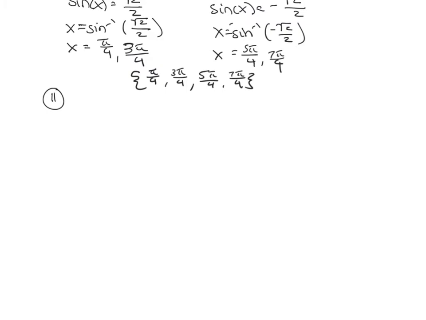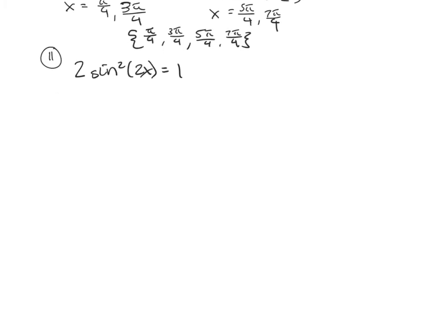So for problem number 11, we have 2 sine squared 2x is equal to 1. Now, I'm going to let you know right now, this problem has 8 answers. Bear with me. You can get through this. First thing I'm going to do is divide both sides by 2. I'm then going to square root both sides.